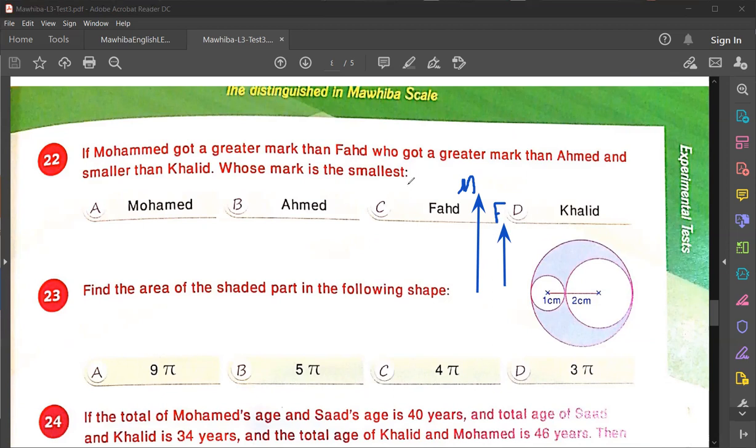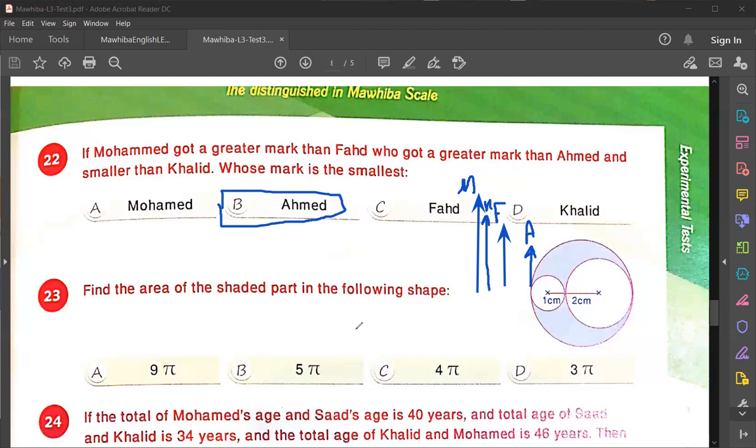And also, who got a greater mark than Ahmed? We write it here, Ahmed. And smaller than Khalid. We write it here, Khalid. So whose mark is the smallest? It is Ahmed, right? So the answer is B.